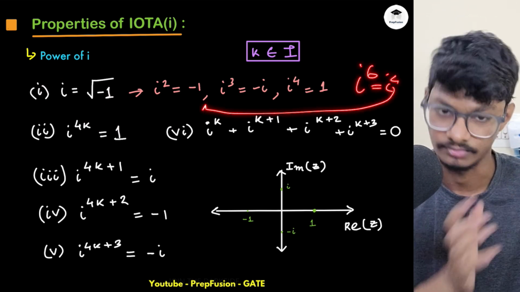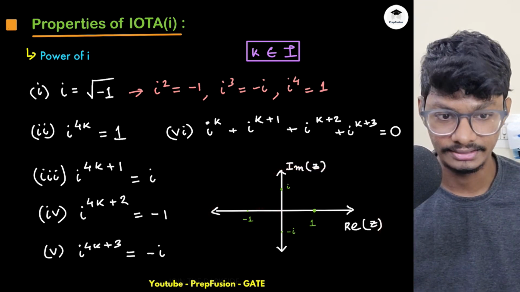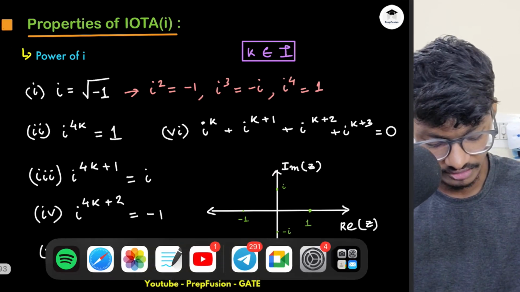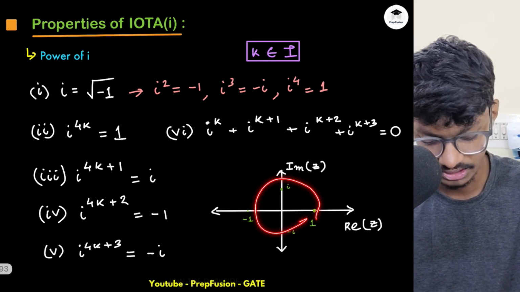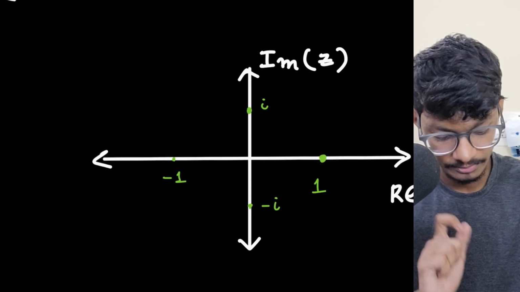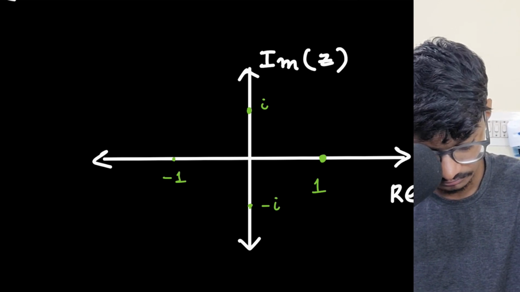And what is i square? -1. So I'm just revolving. Basically this plane, which is also called an Argand plane, we'll learn in the next few slides. If I keep on multiplying by i, I'm just rotating in a circle. First I was at this point, then I multiplied i with it, and I will move to here.